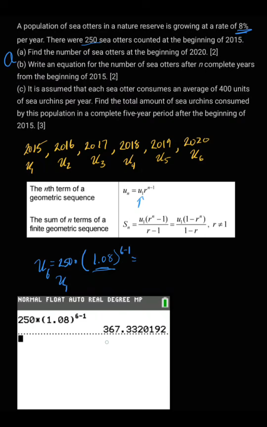Using our calculator, we find out that the number of sea otters in the beginning of 2020 is 367. If you want to round this to three significant figures, we can say this is 367. This is because the 3 is a number less than 5, so it does not make that 7 go up. So the number of sea otters is 367 sea otters.